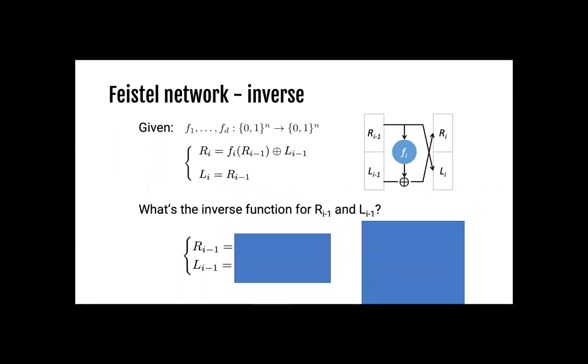So now, how can you construct an inverse function for Ri minus 1 and Li minus 1 so that you will be able to deduce it from the equation like this? I'm going to give you some time to think about this. In other words, we're asking what is the inverse function for Ri minus 1 and Li minus 1 given those equations? Can you calculate it?